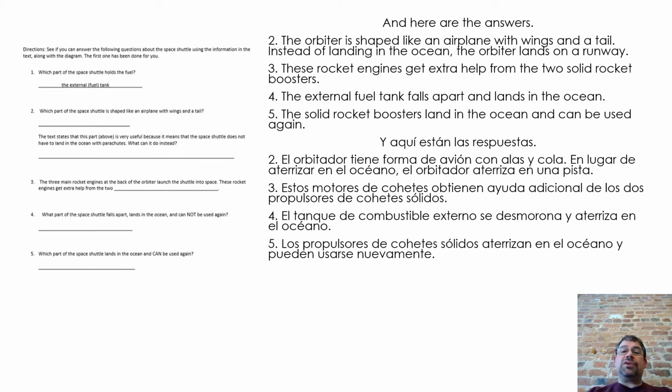And here are the answers. 2. The orbiter is shaped like an airplane with wings and a tail. Instead of landing in the ocean, the orbiter lands on a runway. 3. These rocket engines get extra help from the two solid rocket boosters. 4. The external fuel tank falls apart and lands in the ocean. 5. The solid rocket boosters land in the ocean and can be used again.